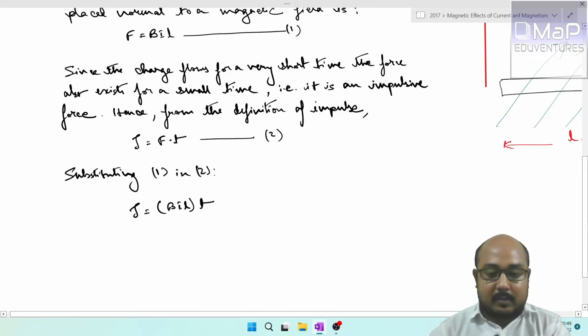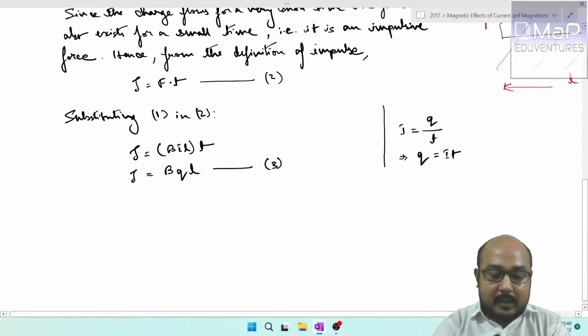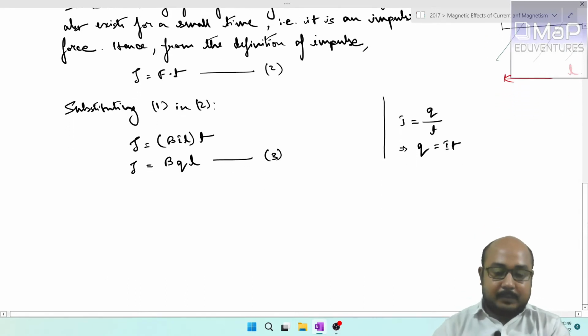I have written this definition on the side just to explain it. How do we define current? Current is equal to the charge flowing per unit time. So from this definition I have q equal to I t. Here I and t are two quantities being multiplied, so I combine them and write the impulse J as equal to B q l, equation number 3. Let this stay here.